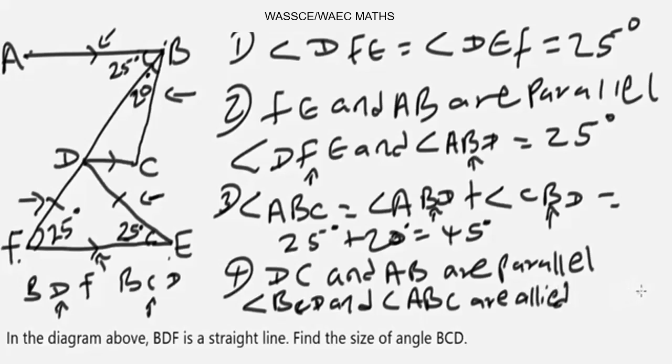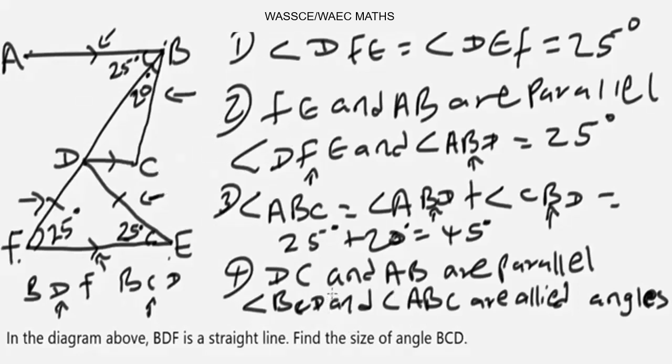Okay, the allied angles, and we know from the concept of allied angles that allied angles add up to give 180 degrees. All right, so when you check carefully, we have these angles, B, C, D, and A, B, C, the allied angles. Now since they add up to give 180 degrees, it's now simple to get our BCD.